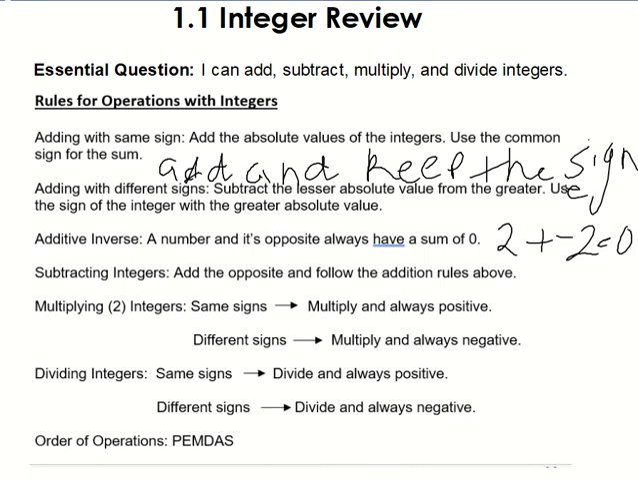So everybody's favorite is multiplying and dividing. If two integers have the same sign, remember we just multiply and make them positive. And if they're different signs, then we multiply and make them negative. What's really nice is division is the same way: divide and make it positive, or divide and make it negative. And then just remember order of operations is parentheses, then exponents, then multiplication and division in order from left to right, and then addition and subtraction in order from left to right.